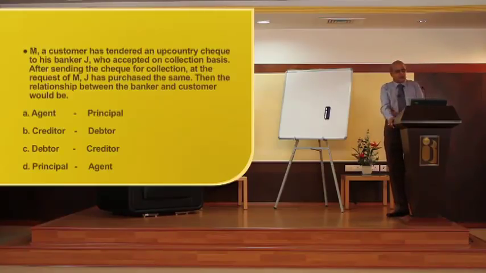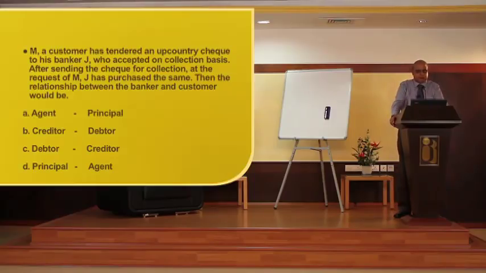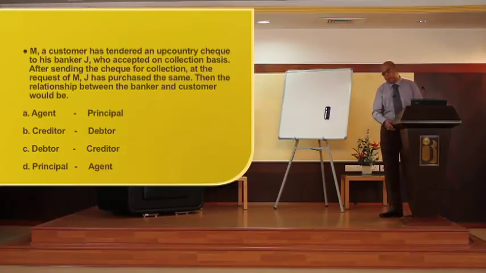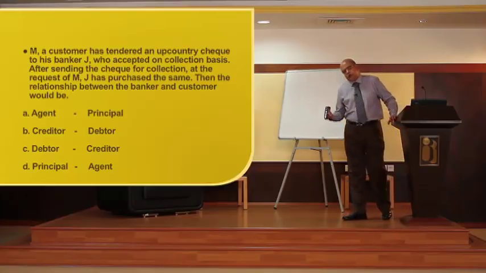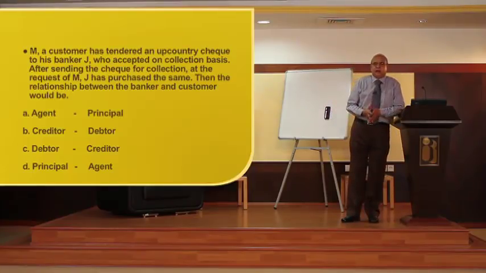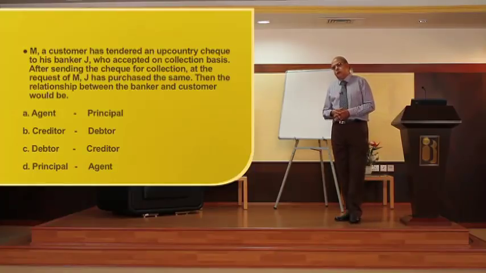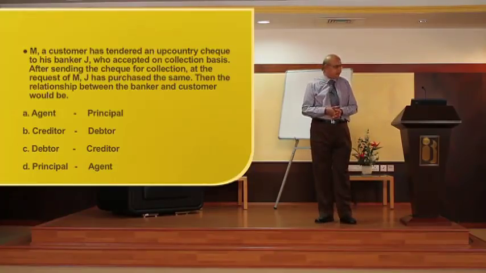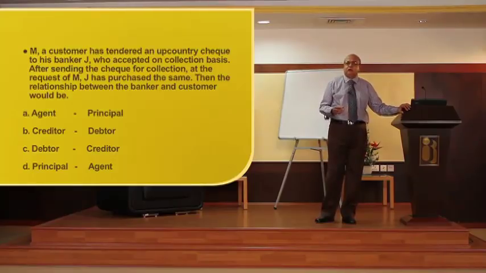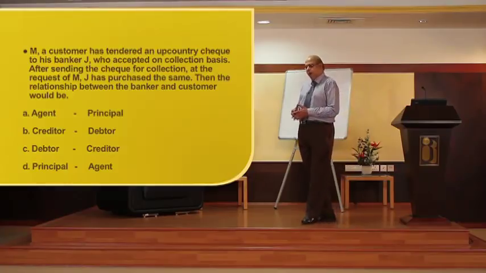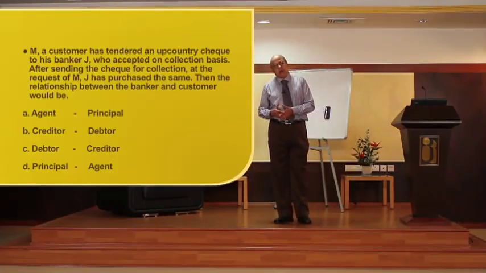M, a customer, has tendered an up-country check to his banker, J, who accepted it on collection basis. After sending the check for collection, at the request of M, J has purchased the same. Then what would the relationship between the banker and customer be? For every transaction there is a relationship between the banker and the other party. In the case of a deposit, the banker is known as the debtor and the customer is known as the creditor. In the case of a loan, the banker is known as the creditor, the customer is known as the debtor.